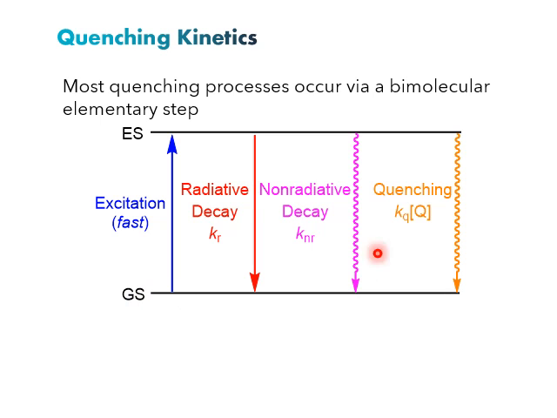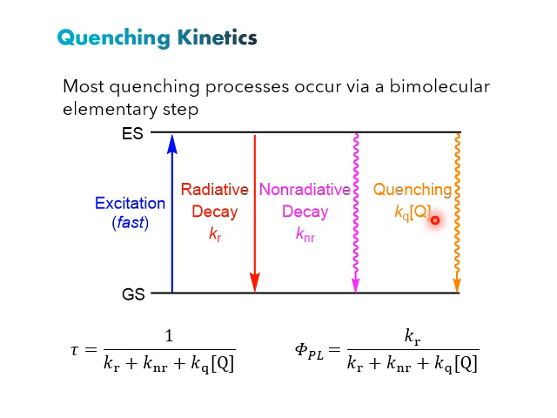When you introduce a quencher, you introduce a new non-radiative decay pathway. So it's shown as a squiggly line here because it's non-radiative whenever you have quenching. But the rate constant for that process is a product of the inherent quenching rate constant KQ and the concentration of the quencher, because we're talking about a bimolecular quenching event, so it depends on the concentration of the quencher molecule that's present. So this new non-radiative decay pathway is bimolecular, and that then modifies the lifetime and the quantum yield.